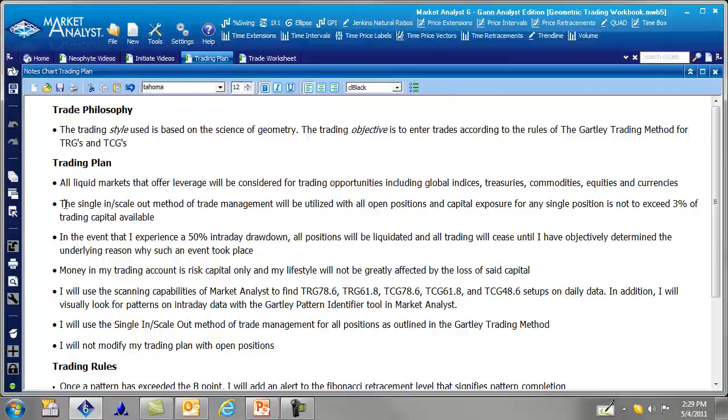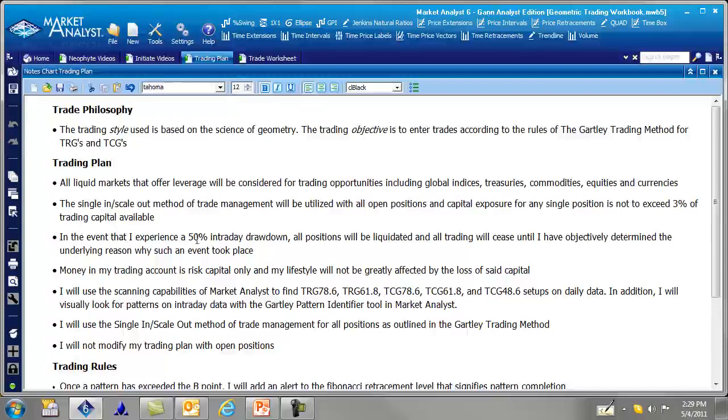And that's me personally. And number 2, the single and scale out method of trade management will be utilized with all open positions, and capital exposure for any single position is not to exceed 3% of trading capital available. So these numbers are variable, 3%, 5%, 1%, or less. They're really dependent on your individual risk tolerance.